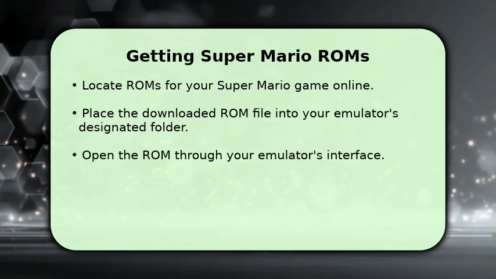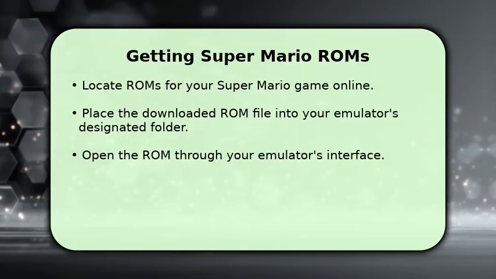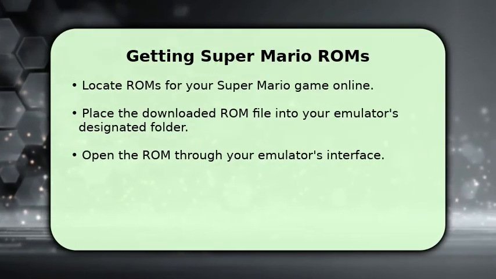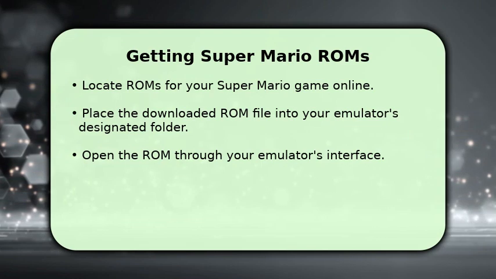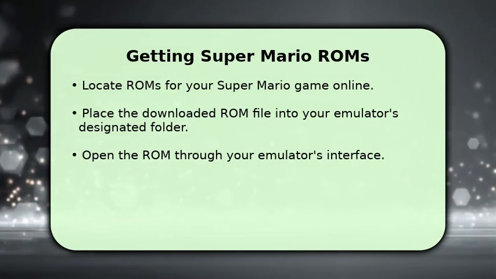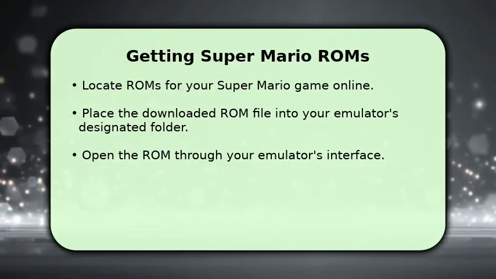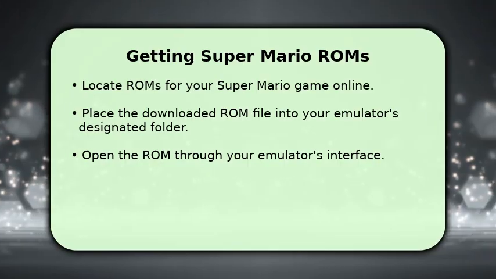With your emulator installed, you'll need to find the Super Mario game ROM. Many websites offer these files, but remember to only download ROMs for games you already own. Once downloaded, place the ROM file into a designated folder within your emulator's directory. Then, simply open the emulator and load the game through its menu.